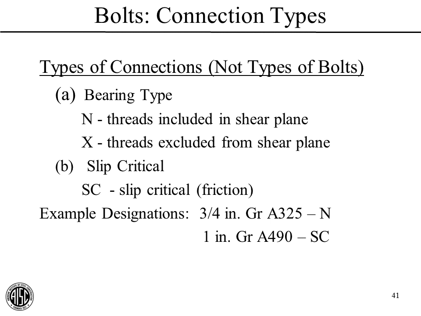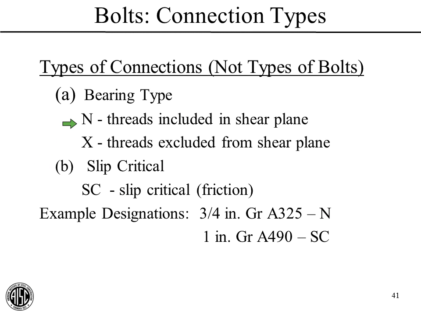Okay, so now with that, what are the connection types? We have about 4 kinds of connections. We see 3 of them here. First, we have bearing type connections, and we have 2 kinds of those. Then we have slip critical connections.